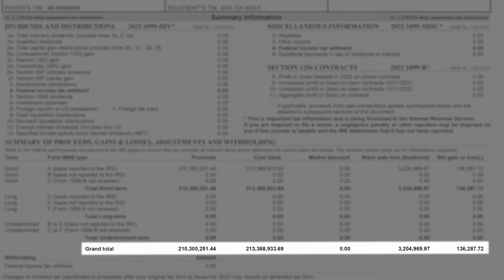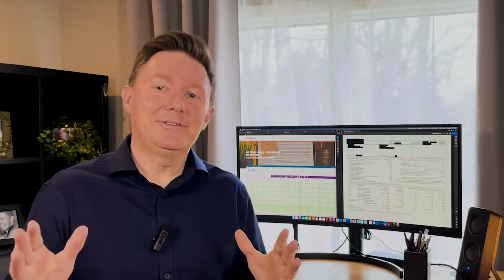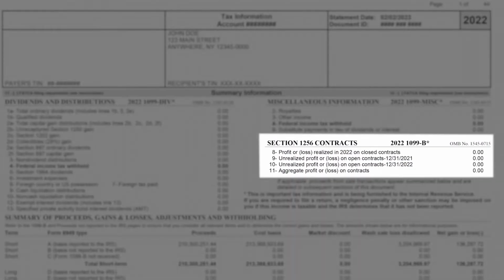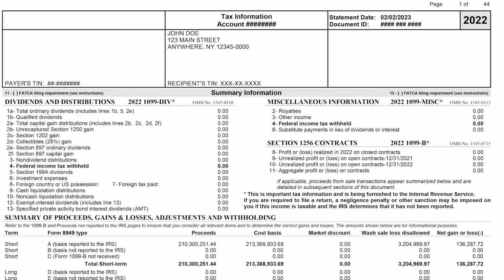The totals on the summary may throw you for a loop. We'll come back to that later. You may also see a segment for Section 1256 contracts. These are futures and broad-based index options that qualify for special treatment. Brokers vary in which contracts they report as 1256. Sometimes your 1099-B may cause you to lose out on that preferential treatment, but that's a subject for a separate video. Let's focus on stocks and options.